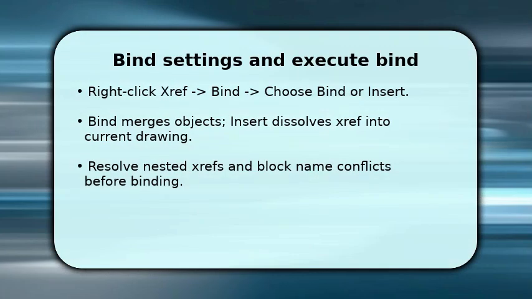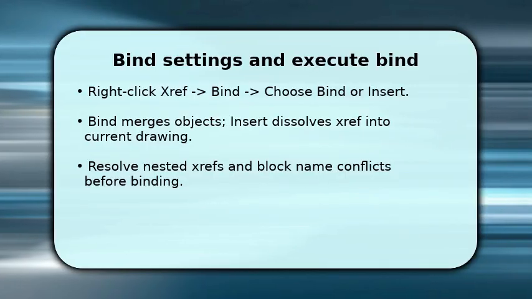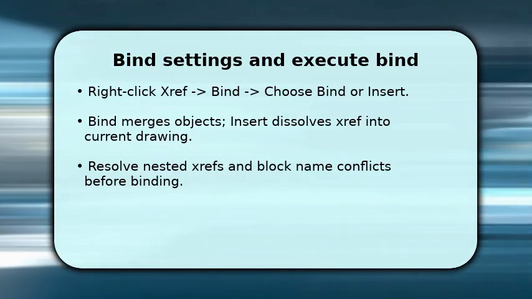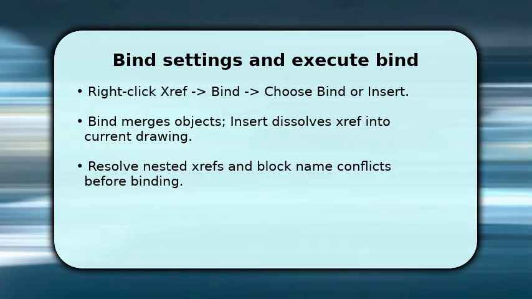Now perform the bind. Right-click the Xref in Xref Manager and pick Bind or Insert, depending on how you want layers and blocks handled. You choose Bind to keep nested references as separate groups, or Insert to flatten them into your drawing. Both affect names and layer states. Before clicking OK, check for block name conflicts and nested Xrefs, and rename or detach any that will clash. Once done, AutoCAD merges the geometry.